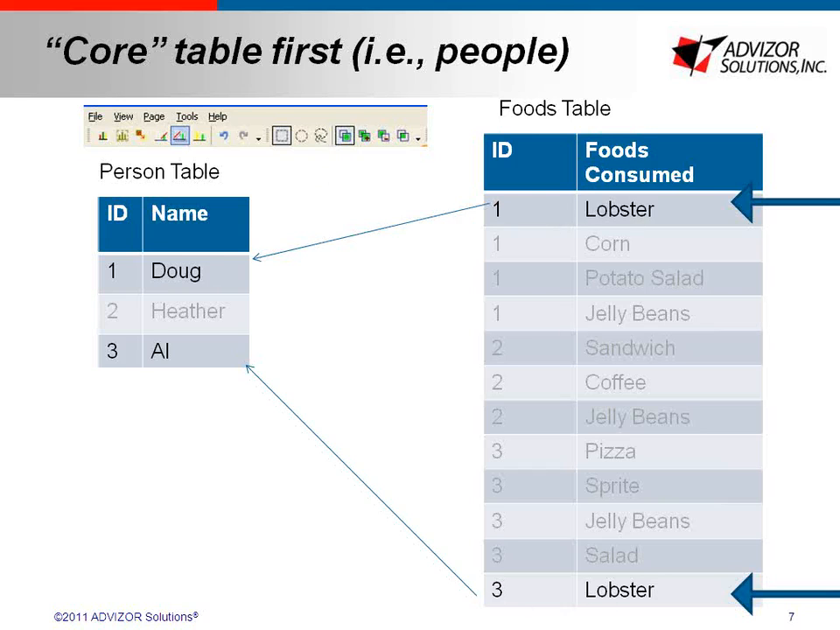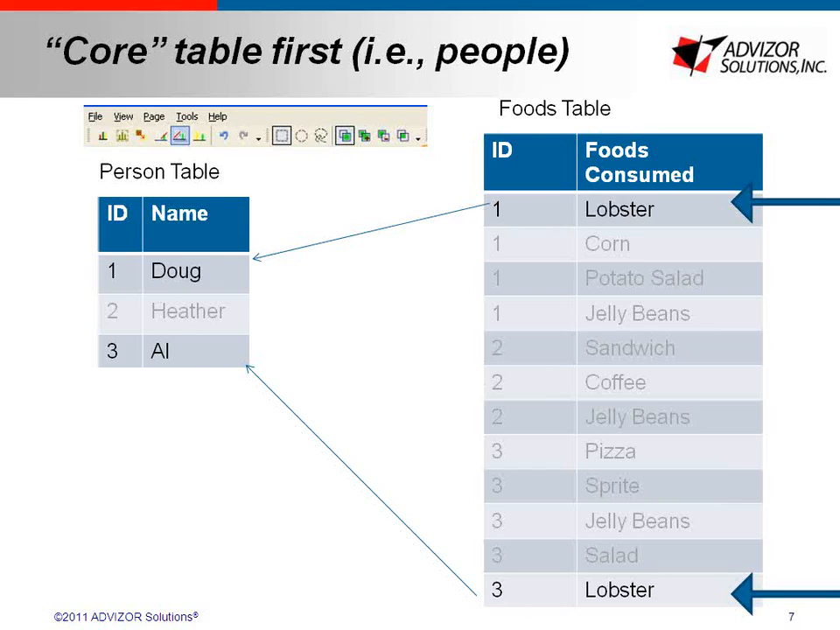So these 2 selections link back to the person table and highlight the people who correspond to the foods selected. You'll notice that I did not consume any lobster today, so my record in the person table is gray and unselected. So now we have to think about how we want to exclude the unselected data. And for this first example, we're going to exclude from the core table first.